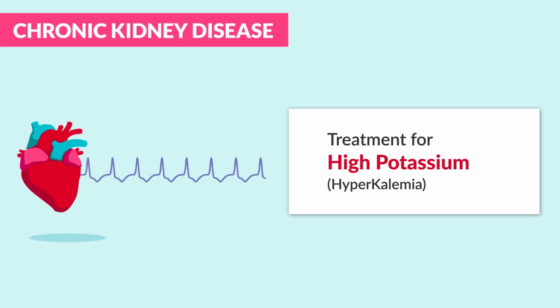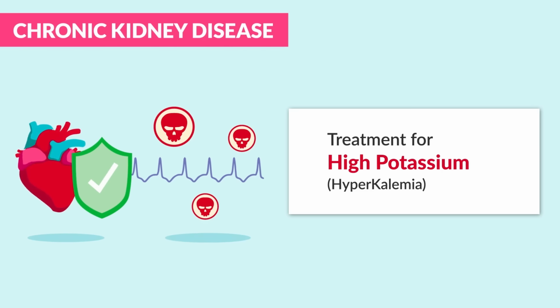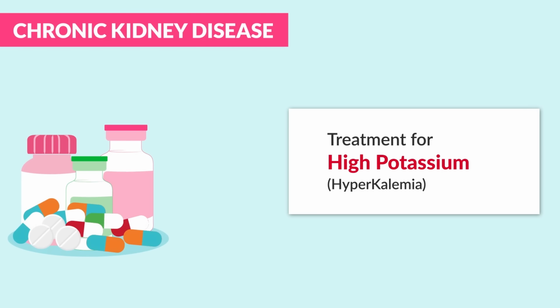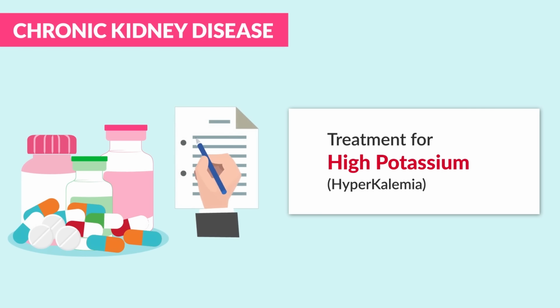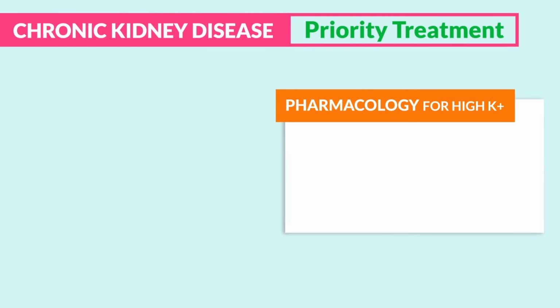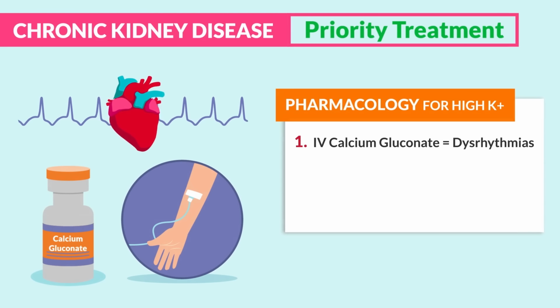So the immediate priority solution and treatment is to lower the potassium and protect the heart from deadly dysrhythmias. We do this with drugs in a very specific order. So write this down for priority treatment. Number 1 is IV calcium gluconate.